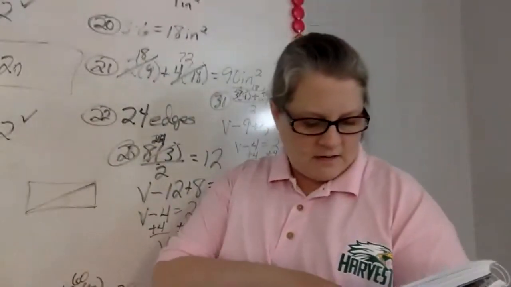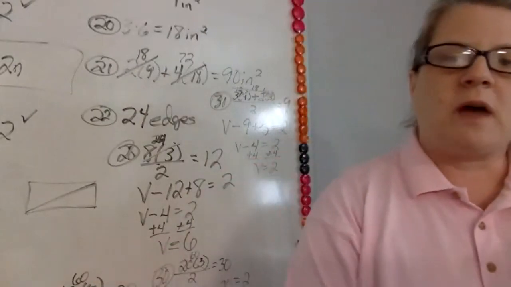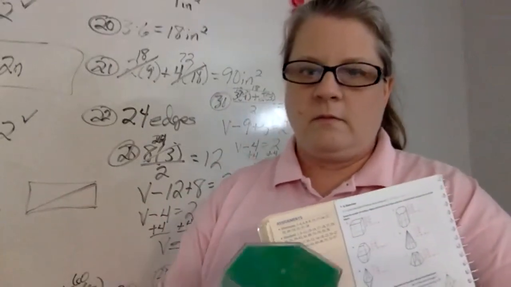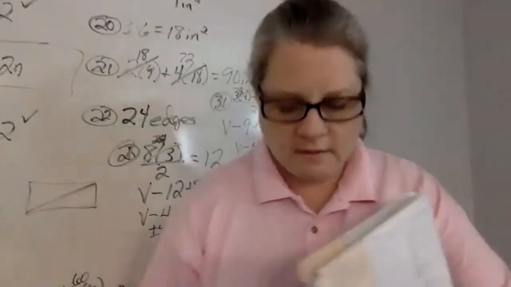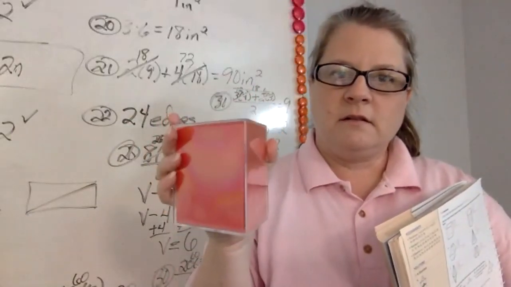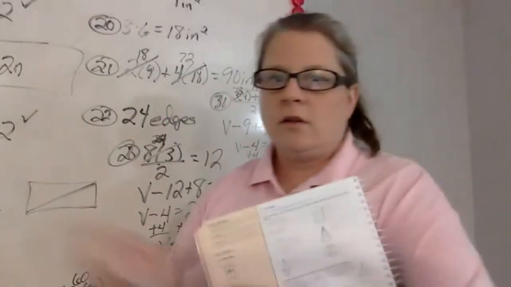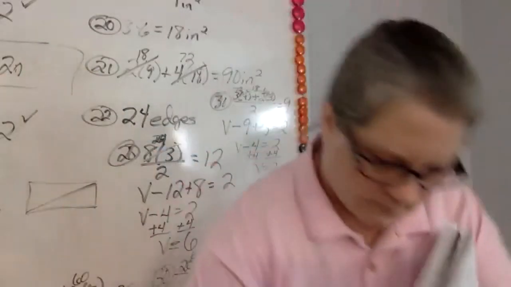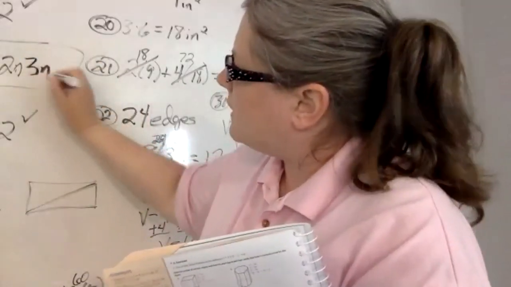Okay, then look at the edges. The edges was always what compared to the first number in the table? When this was 6, the number of edges was 18. When this was 3, the number of edges was 9. So instead of multiplying by 2, you multiply by 3. So your next one is 3n. So I got 2n, I got 3n.